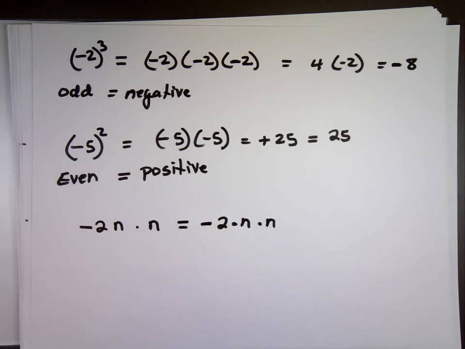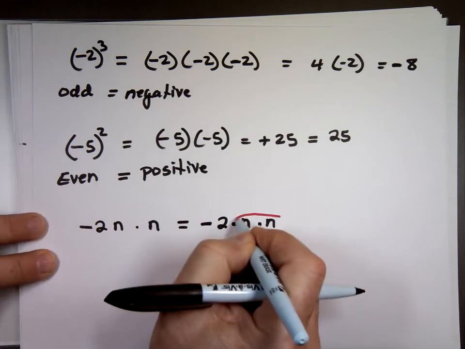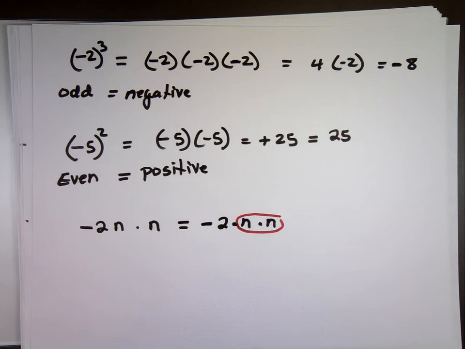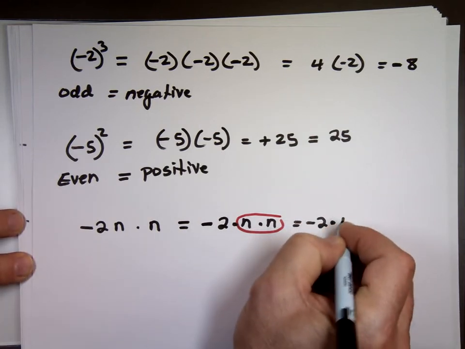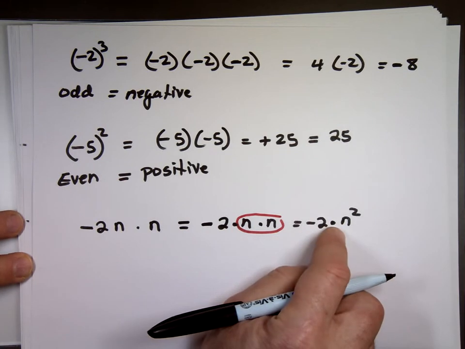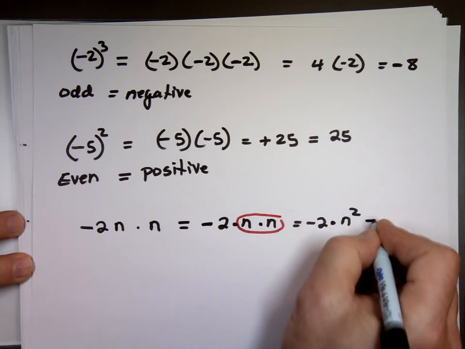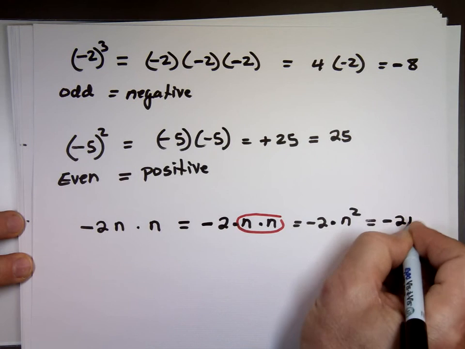What's n times n? How many n's do you have here? 2, right? So that's negative 2 times how many n's? 2. I don't need to put the dot here. For multiplication, we never put it. That's negative 2n squared.